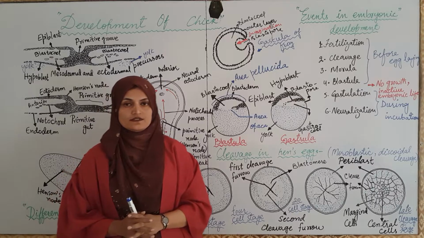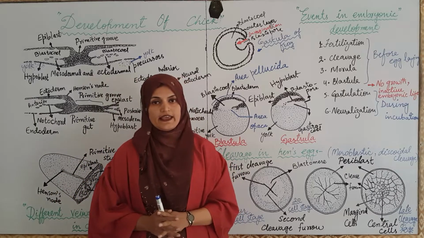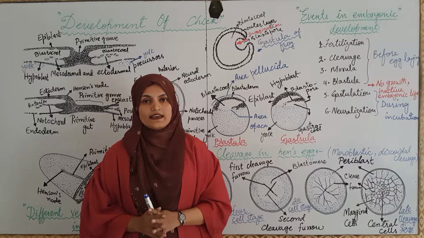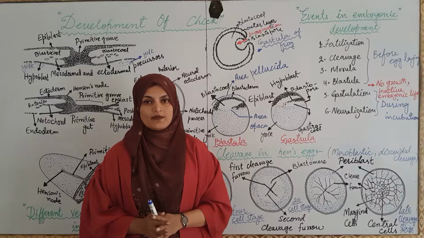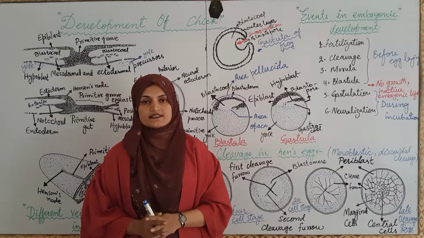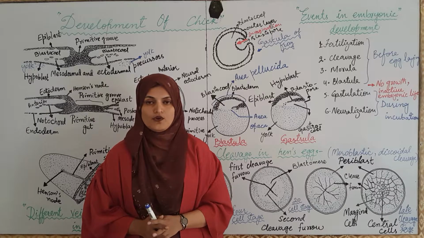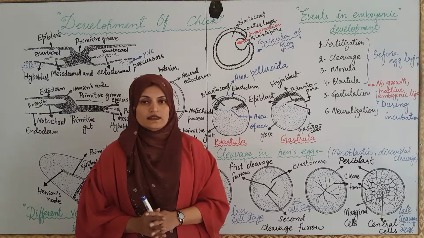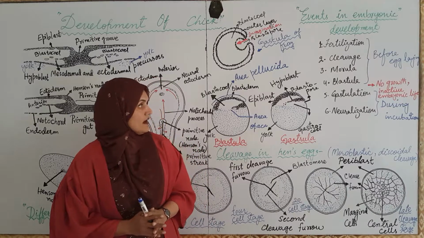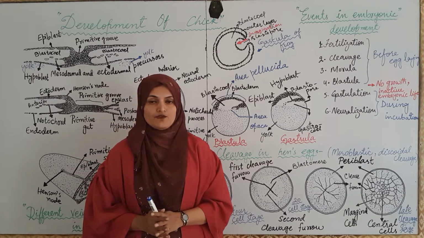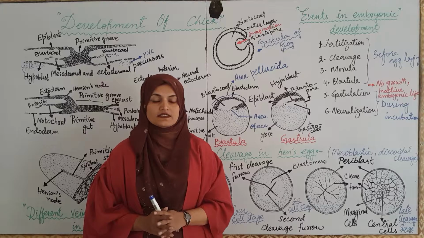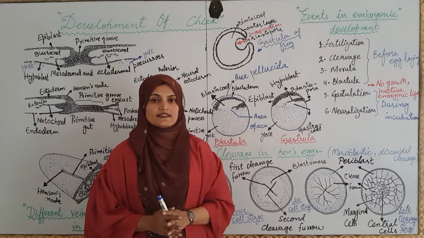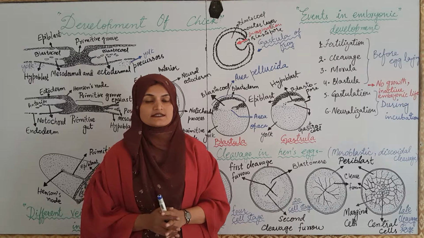At this stage, the hen lays the egg. When the egg is laid in the environment, no further development takes place and the embryo becomes inactive. After laying, when a temperature of 36 to 38 degrees is provided to the egg, further development starts.